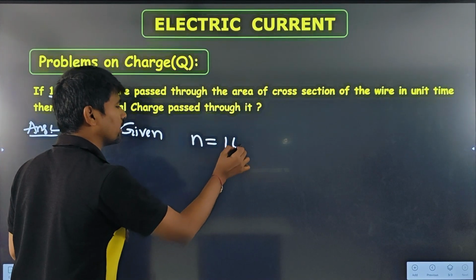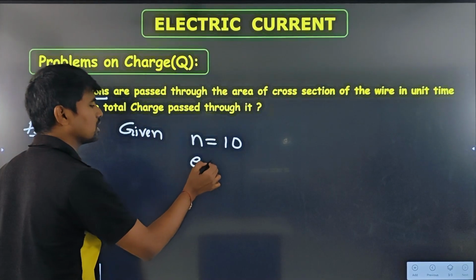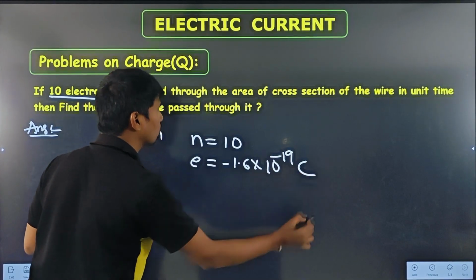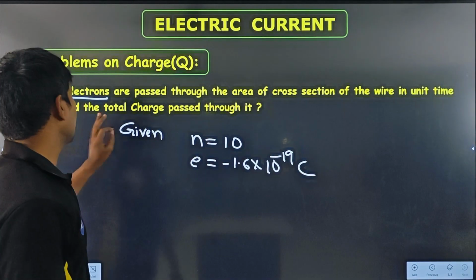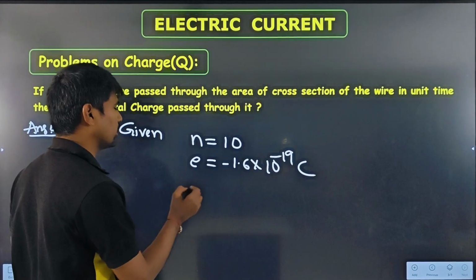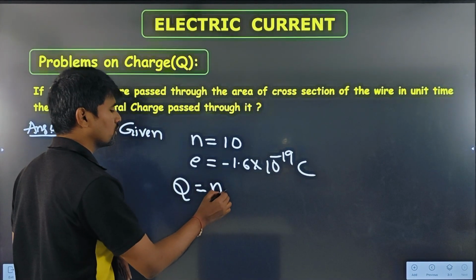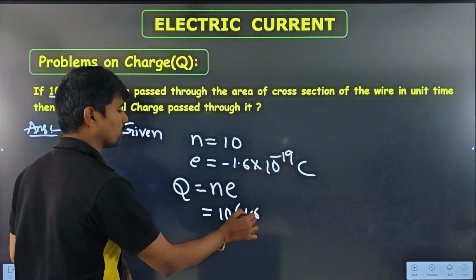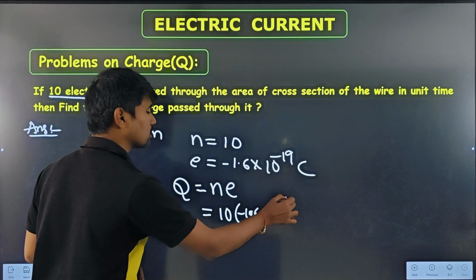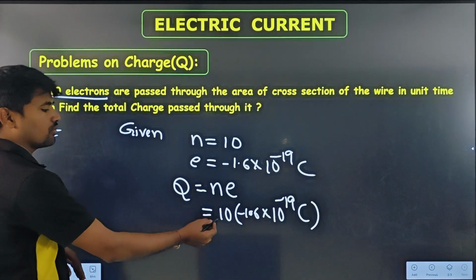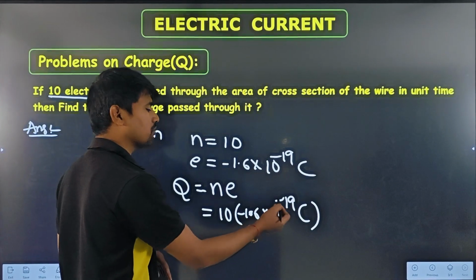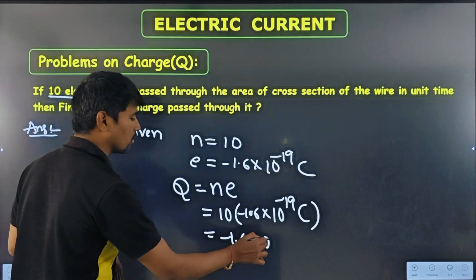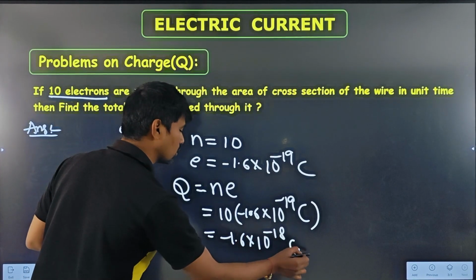Here n is equal to 10, the number of electrons. Then the charge of an electron e, we also know, is minus 1.6 into 10 to the power of minus 19 coulomb. Then capital Q is equal to n into e. Substitute n value 10 and e value minus 1.6 into 10 to the power of minus 19 coulomb. If you multiply with 10, minus 19 becomes minus 18. So our answer is minus 1.6 into 10 to the power of minus 18 coulomb.